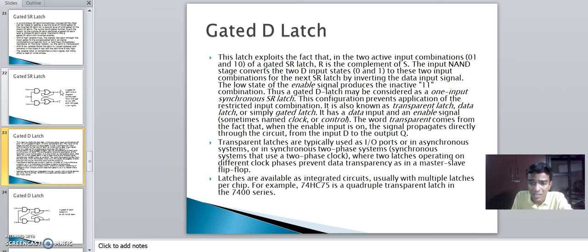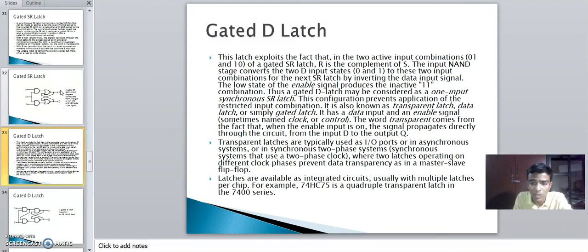It is also known as a transparent latch, data latch, or simply gated latch. It has a data input and an enable signal, sometimes named clock or control depending on the situation. The word transparent comes from the fact that when the enable input is on, the signal propagates directly through the circuit from the input D to the output Q.